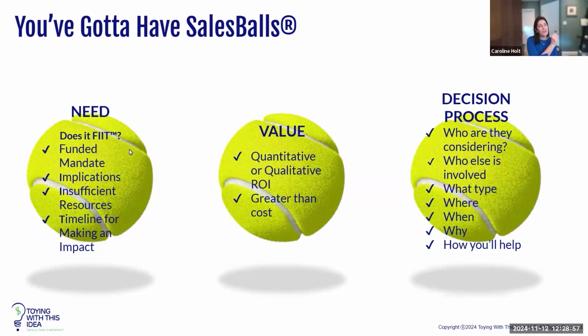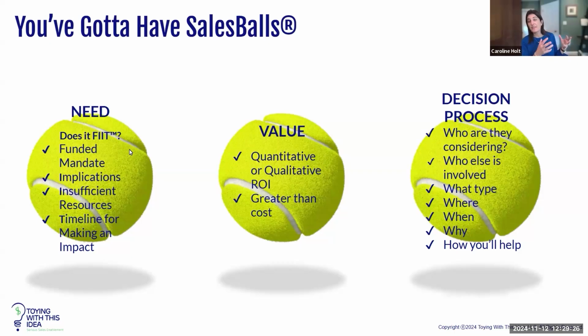So the sales balls are need, value, and decision process. And need is really around, what is the funded mandate? And it may not be funded like money. It may be more like, we bought this for cost savings, right? The thing that we have to do, and the implications of that thing that needs to get done. Maybe it was reducing emergency room visits or ED visits. We don't really want to be selling on that, right? That's not necessarily something that we can prove.